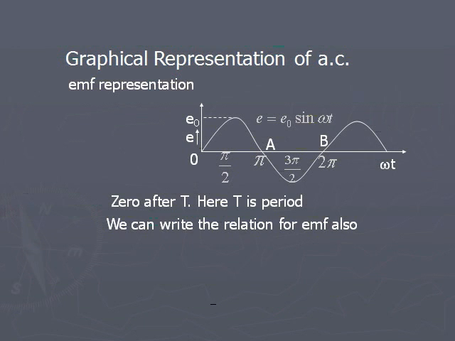A similar graph can be drawn to represent the EMF, AC EMF. The relation for alternating EMF is given by E is equal to E0 sin omega t. E0 is the maximum value or peak value, and E is known as the instantaneous EMF. So we will get a similar curve for EMF also.